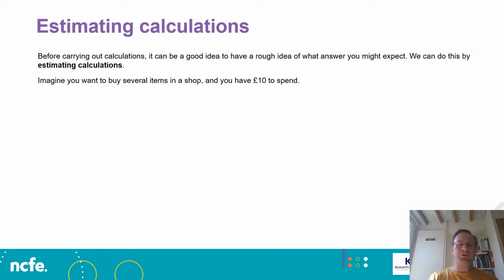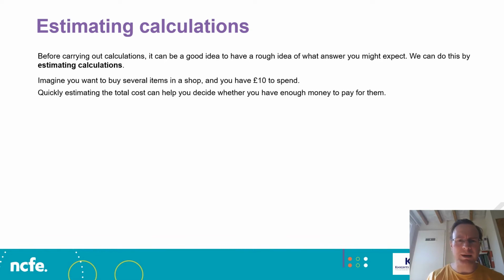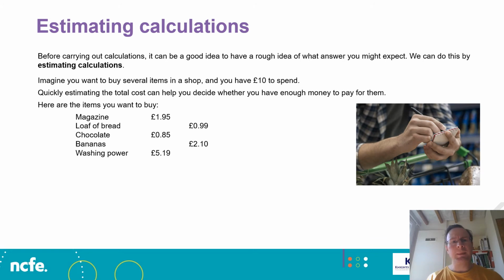So imagine you're in a shop, you want to buy several items, you have £10 to spend. So I want you to quickly estimate the total cost to make sure you've got enough money. So here we've got 1, 2, 3, 4, 5 items. Now, have I got enough money to spend? So quickly, magazine, £1.95, loaf of bread, 99p, chocolate, 85p, bananas, £2.10, and washing powder, £5.19. So just give yourself 30 seconds, figure it out. You've got to estimate it. Go.